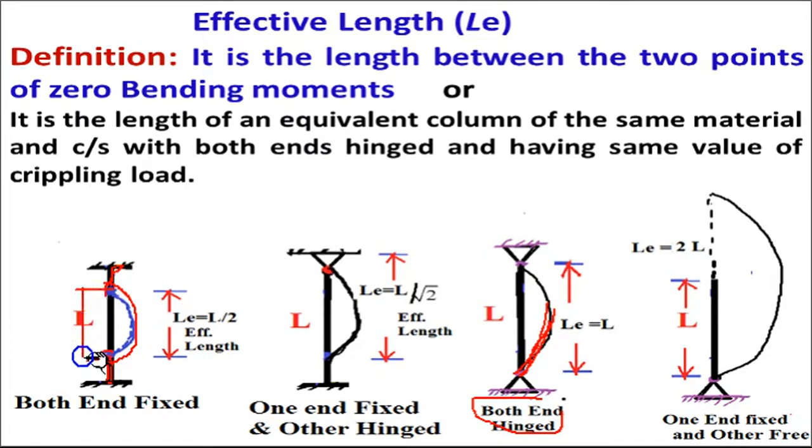The length between the zero bending moment points is called LE, the effective length. Okay, and for the fixed end, when both the ends of the column are fixed, effective length LE is equal to L by 2. What is L here? L is the total length of the column from top to bottom. Whenever both ends of the column are fixed, the effective length will be half of this total length. LE is equal to L by 2.